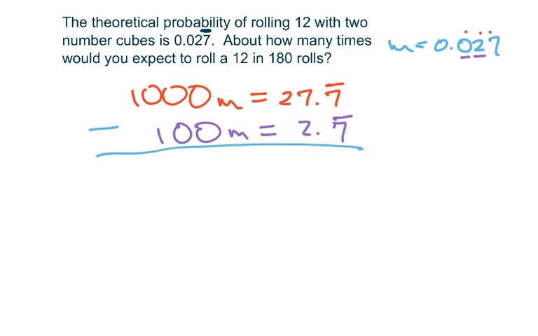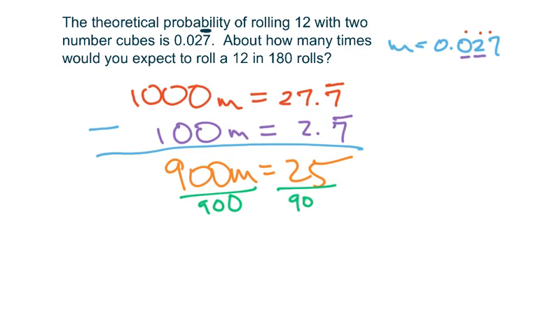So 1,000m minus 100m is 900m. And then 27 minus 2 is 25. I'm going to divide both sides by 900. And I get m equals, there's 4 25s in each 100, so that would be 1/36. And you might go, oh, done. Woo, wipe that brow. But you're actually not done.